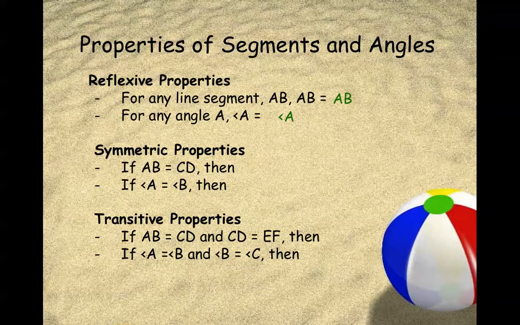For the symmetric properties of congruence, AB is going to be congruent to CD. That also means then that CD is congruent to AB. So we're just flipping the order around there. And then for angles, if angle A is congruent to angle B, then flip the order. B is congruent to A. And then, of course, with the transitive property, like I said, we're going to take the first, set it congruent to the last. AB is congruent to EF, and angle A is congruent to angle C.